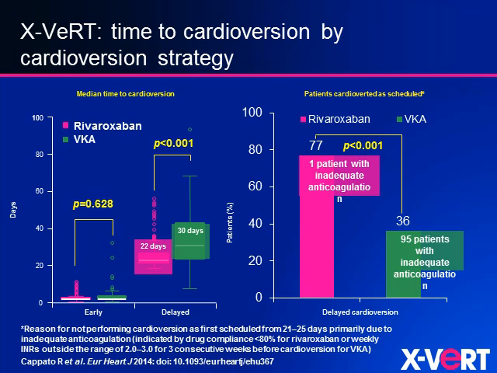As you can see, an important point in the result of the X-VERT trial is that the number of days until the cardioversion is shorter in patients treated with Rivaroxaban versus patients treated with warfarin. The explanation is very simple, because anticoagulation was more effective in these patients than in patients treated with warfarin. The other side of the same thing is that the number of patients with inadequate anticoagulation was much lower in the Rivaroxaban group than in the antivitamin K group.